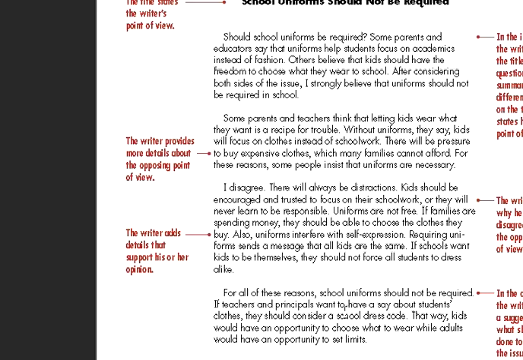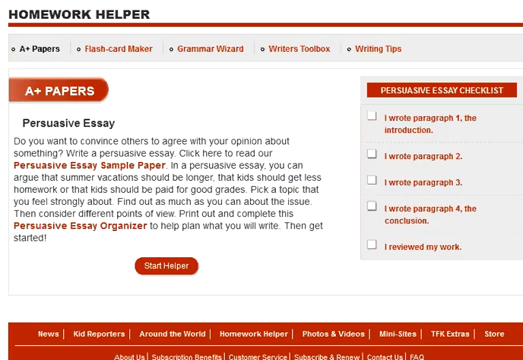Then if teachers and principals want to have a say about students' clothes, they should consider a school dress code. That way, kids would have an opportunity to choose what to wear, while adults would have an opportunity to set limits. So he actually gives a suggestion as far as what could be done to address the issue of having differing opinions, whether it's his versus, in this particular case, school administration. So I wanted to look at that, but I also wanted to go back and show you one other thing too. This is quite helpful too, this persuasive essay organizer. This is what they use to do the paper that you just got through seeing.